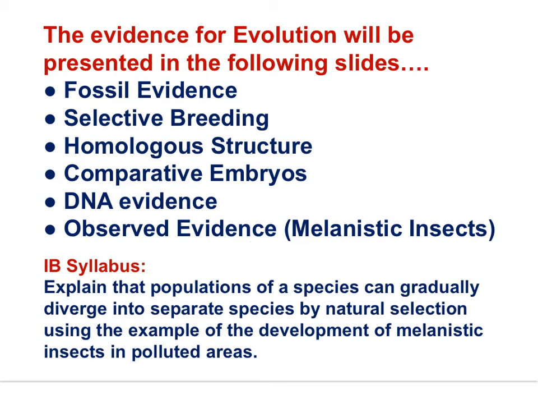If there was ever any doubt of the fact of evolution, observing evolution directly provides the ultimate proof. Here's a relevant IB syllabus statement. Explain that populations of a species can gradually diverge into separate species by natural selection, using the example of the development of melanistic insects in polluted areas.